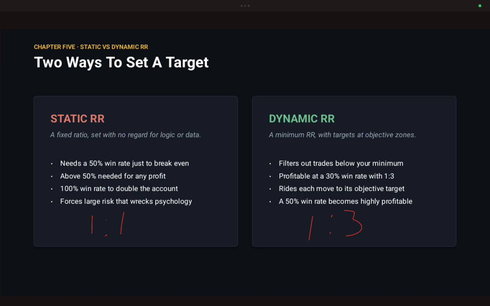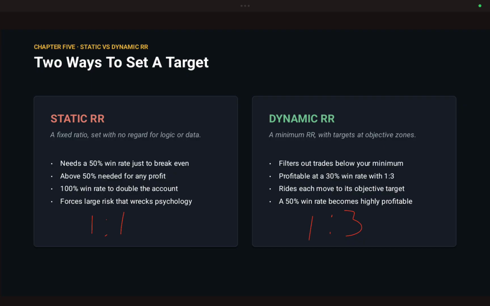What you can do is set a minimum risk to reward. That means there's a minimum risk to reward a trade must have for you to take it. There are some setups you will have to forfeit that fall short of your minimum risk to reward. It filters out trades below your minimum.